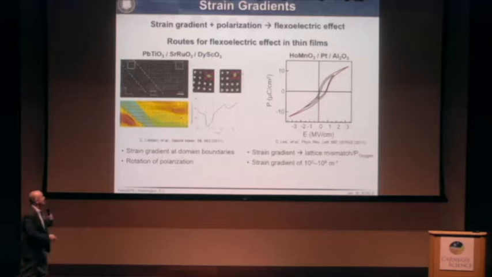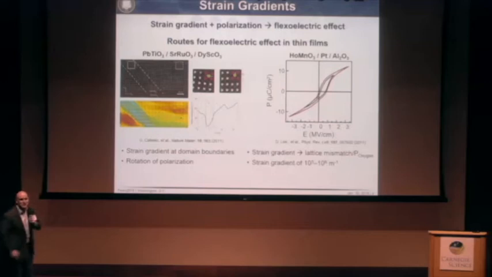polarization profiles. And even in systems like this holmium manganite, where you can have oxygen vacancy distributions or inhomogeneous distributions, they reported strain gradients on the order of 10^5 to 10^6 per meter, so many, many orders of magnitude larger than what you could accomplish in a bulk version of the material.